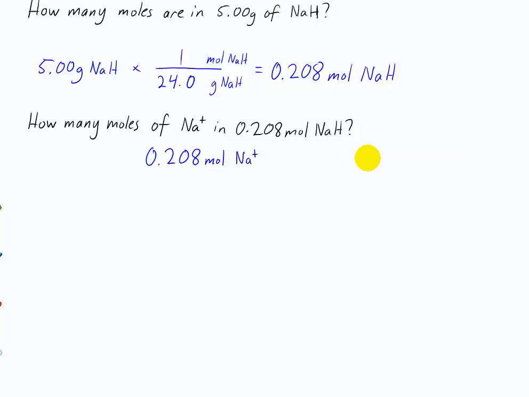You got a dozen sodium hydrides. They're made up of a sodium and a hydride. So you must also have a dozen sodiums and a dozen hydrides. All right?